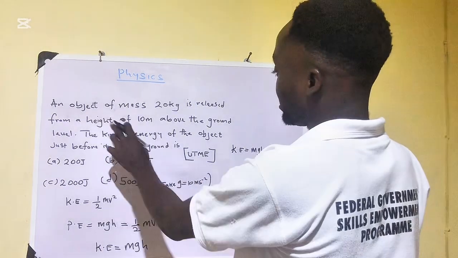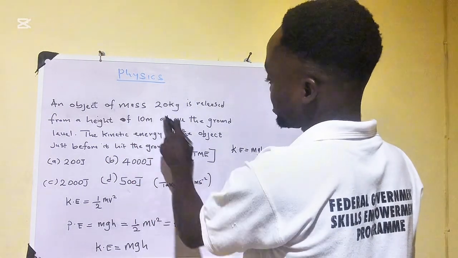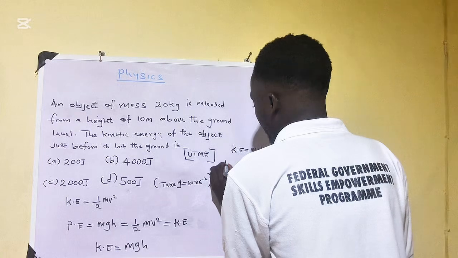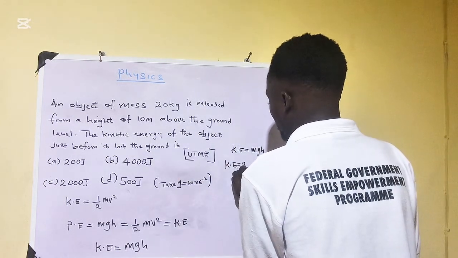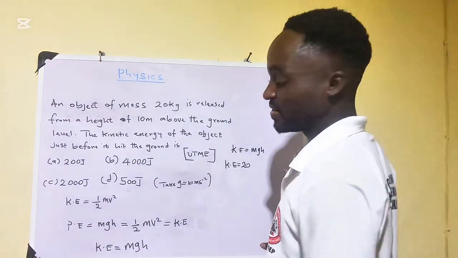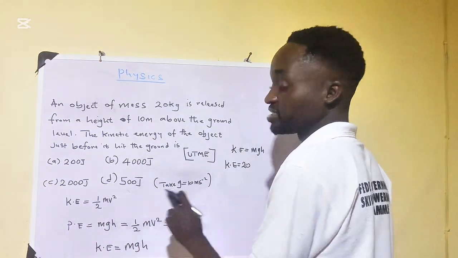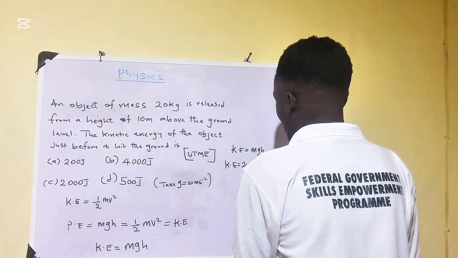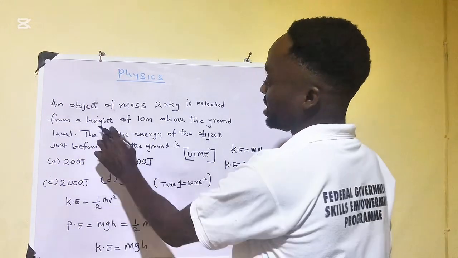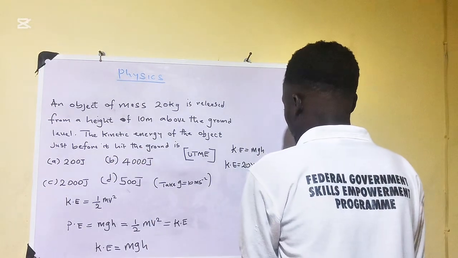Now, from the data you have been given, what is our mass? The mass is 20. So that means kinetic energy is mass, which is 20 kg, times acceleration due to gravity. If you look at it, they say we should take g to be 10. It's a constant. The acceleration due to gravity is 10. So we say times 10, times what is our height? They say the height is what? 10 meters, so times 10 again.